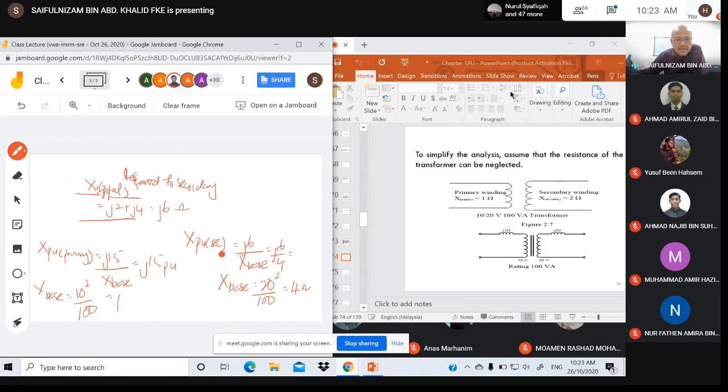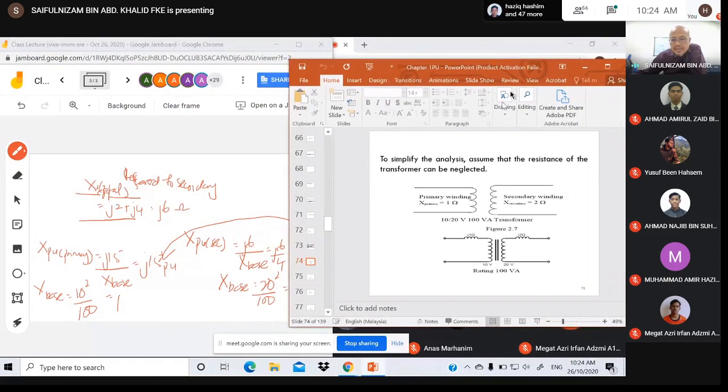Then for the secondary side, j6 is the total reactance referred to the secondary, j6 divided by the base. So what is the base reactance at the secondary? 20 squared, the voltage, divided by 100. So you get 4. So j6 divided by 4, what do you get? j1.5, right? Same. So we can conclude that for a transformer, the per unit impedance at both sides is the same, at the primary or secondary, similar.